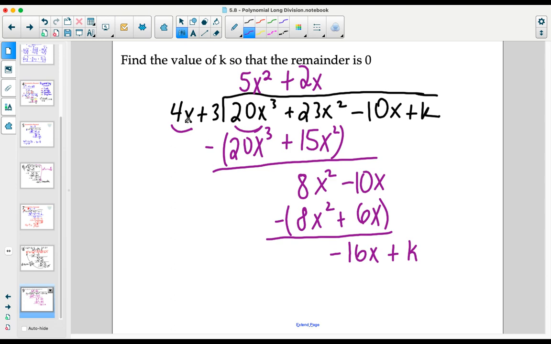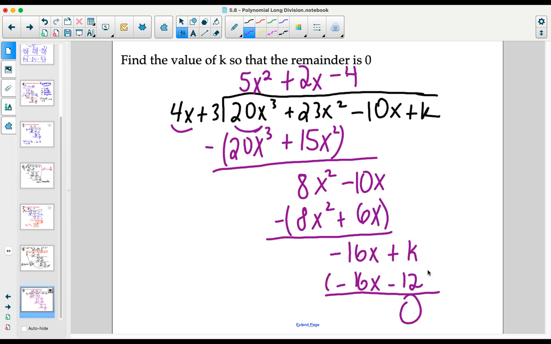If we attempted to do the division of negative 16x divided by 4x, we would get negative 4. Negative 4 times 4x, negative 16x. Negative 4 times 3, negative 12. At this point, our objective is pretty simple. We want the remainder to be 0.